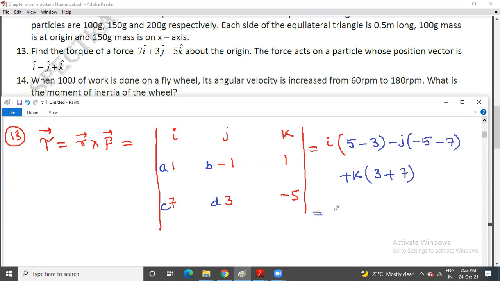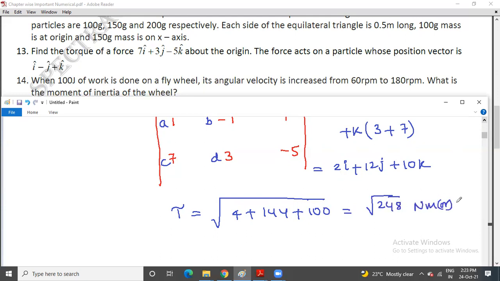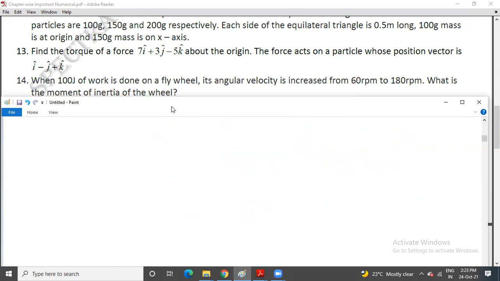So in vector form you will get 2i minus 12, plus 12j plus 10k. Now you can also find out its magnitude, which is equal to root over 4 plus 144 plus 100. So this is 244 and 248. Don't forget to write Newton meter or joule. Torque is a vector quantity. Its unit is Newton meter or joule. Then let us move on to the next question.